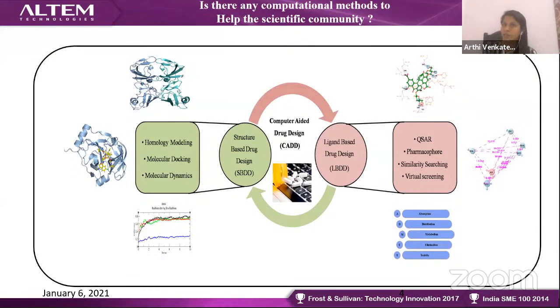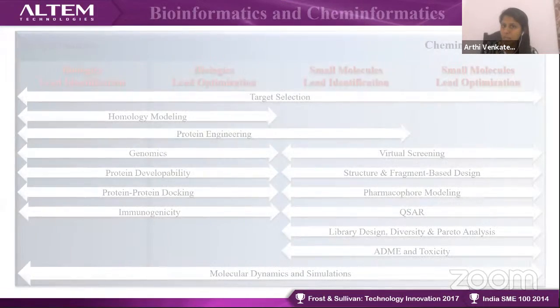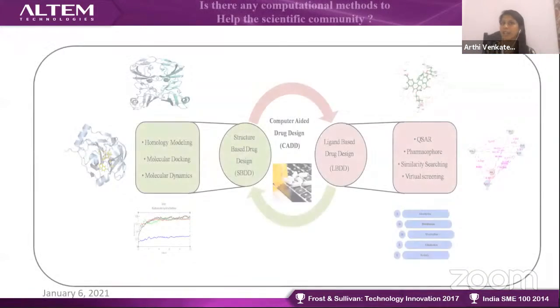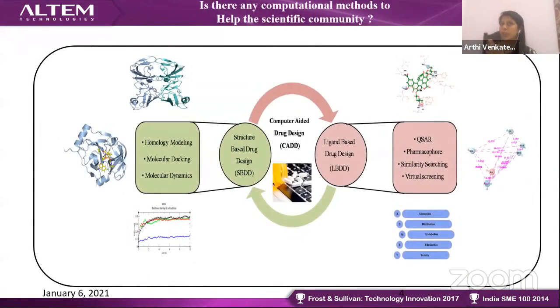Coming to the computational method, we'll be having that question. We have bioinformatics as well as cheminformatics approaches. So what is computer-aided drug design? Computer-aided drug design can be categorized into two types: one is structure-based drug design and another one is ligand-based drug design.